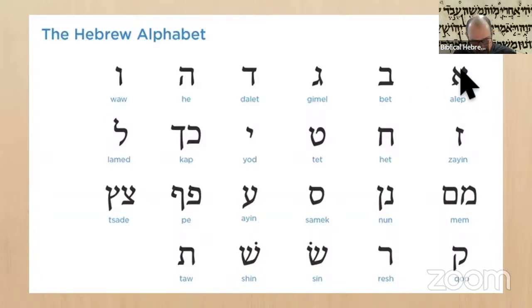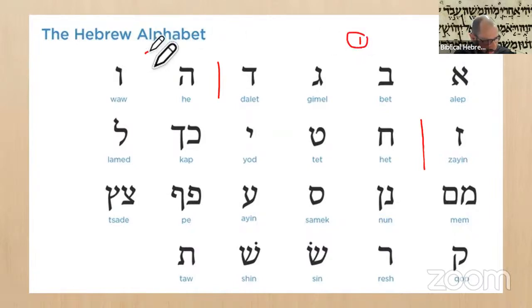Aleph is the first Hebrew letter. Beit, Gimel, Dalet. So this will be our first lesson. I'm going to organize it into 7 lessons. So we have to remember Aleph, Bet, Gimel, Dalet: Abjad. Then we're going to take Hey, Vav, Zayin. So this is the first lesson.